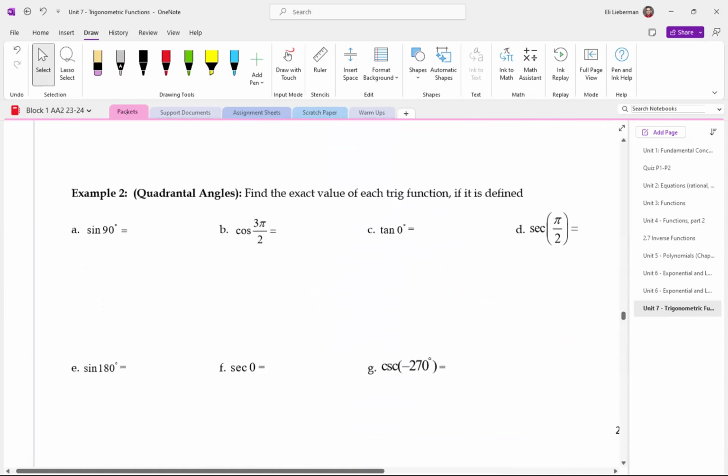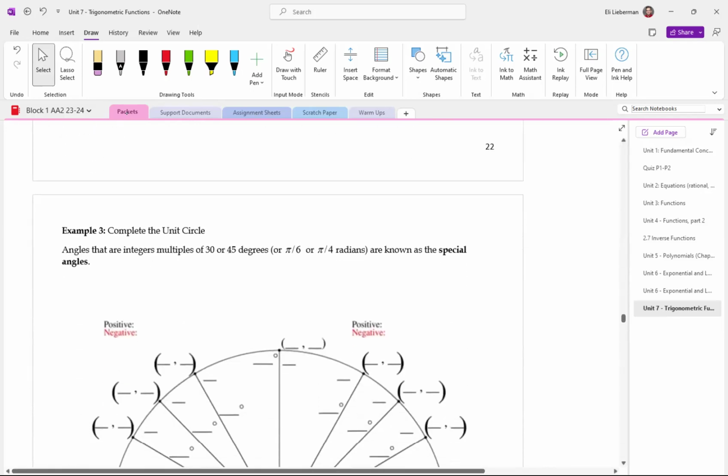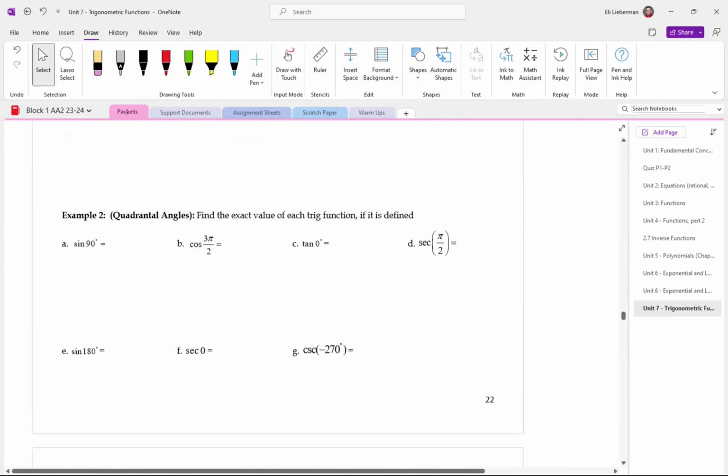Sine of 90. Did you do that for the unit circle? Refer to your work from today. Check with your neighbor about sine of 90. Show me your answer for sine of 90. Are you good with just one? Because you took the y coordinate.